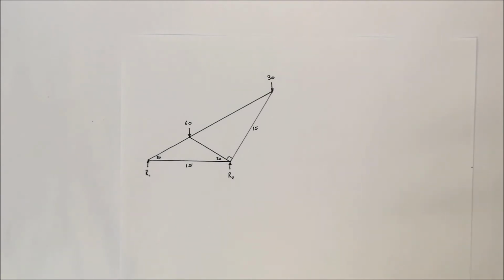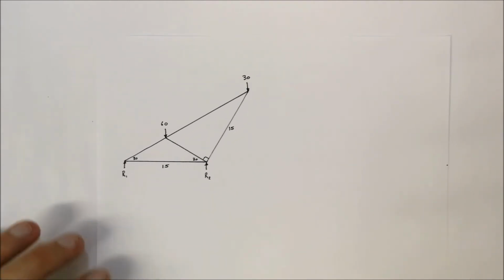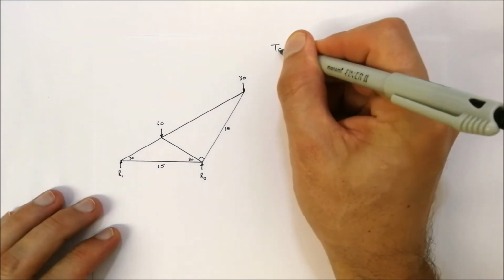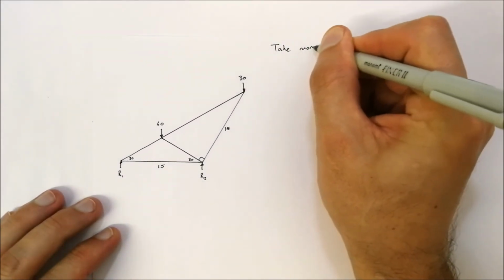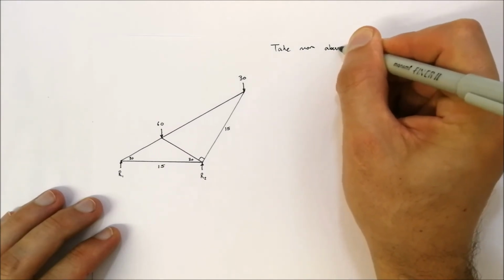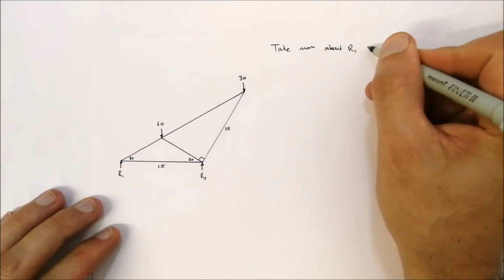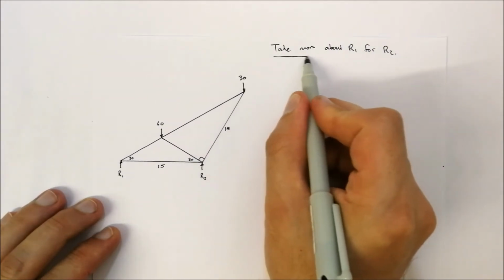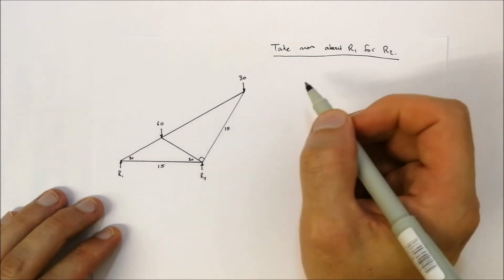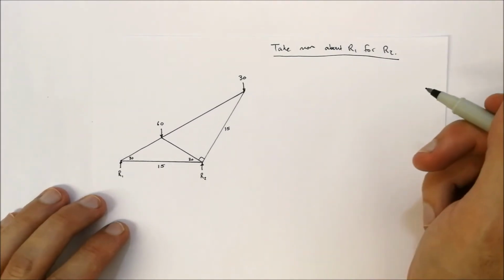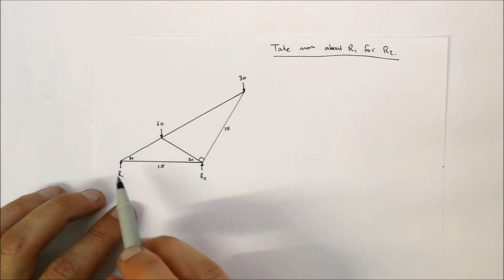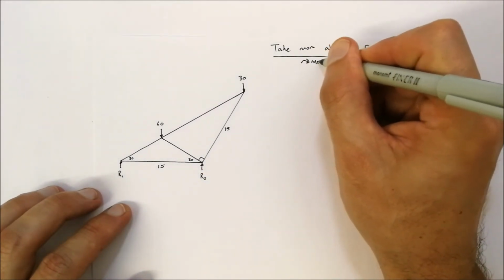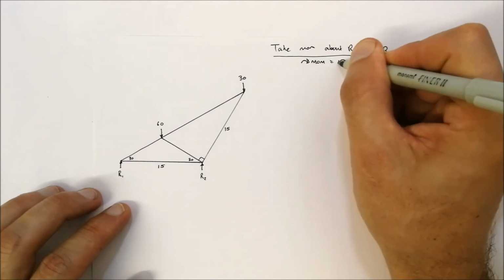Okay, so first thing we're going to do is determine what R1 and R2 are. So take moments about R1 for R2. What we're going to do is take it about R1. So remember, clockwise moments is equal to anti-clockwise moments.